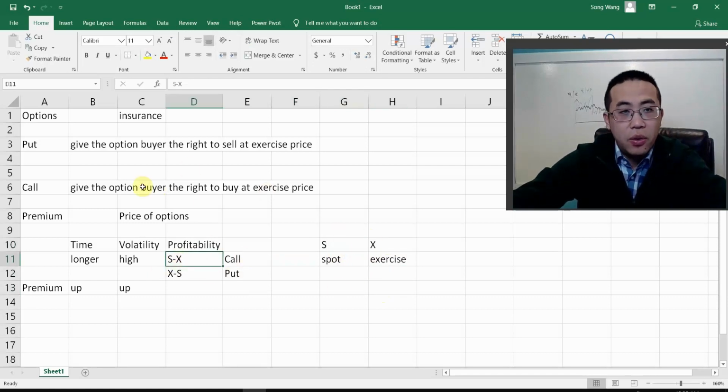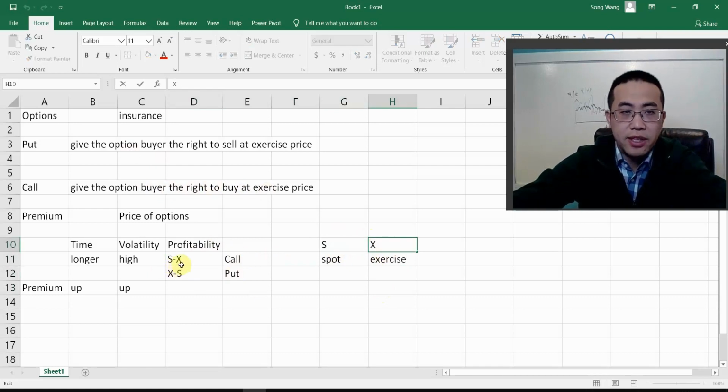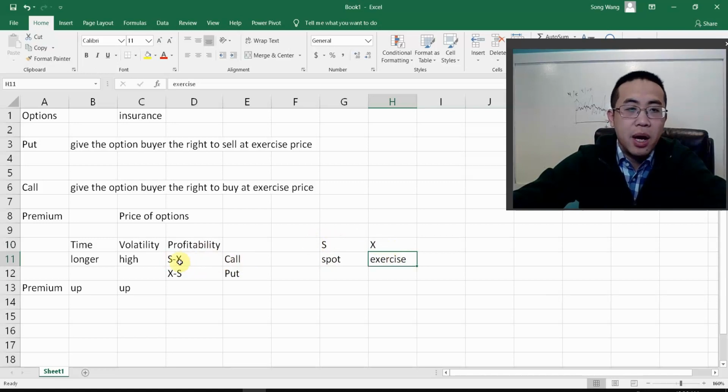So if you're buying it, you're going to pay for that, so this is a negative, right? You pay the money, that's a negative. And if you're selling it, you're getting that, so that's a positive. So for a call option, you buy at exercise, you sell at spot. So your net profit would be S minus X. And for a put option, it's the opposite.